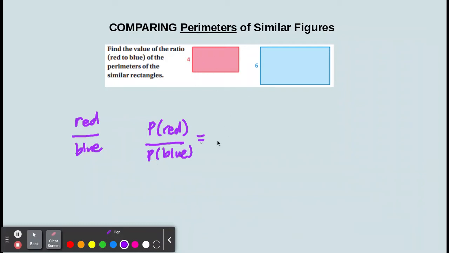So the red triangle being 4 on top, the corresponding side length on the blue figure is 6. We can simplify that down to be 2/3. So the value of the ratio of the perimeters of these two triangles that are similar is 2/3.